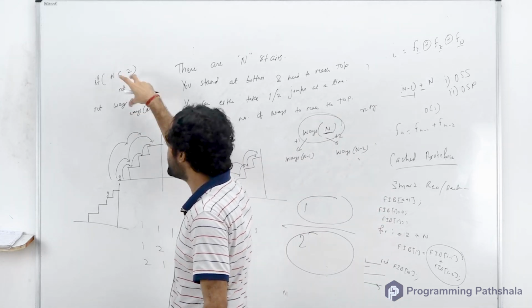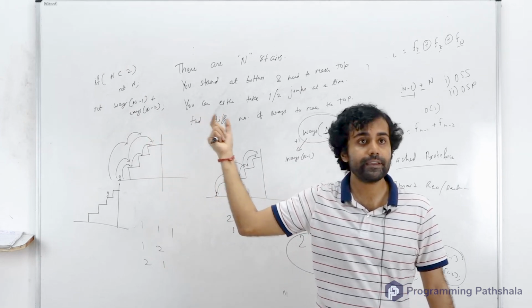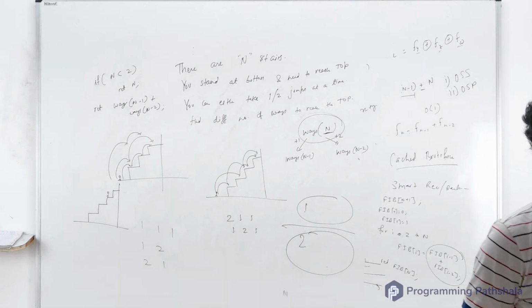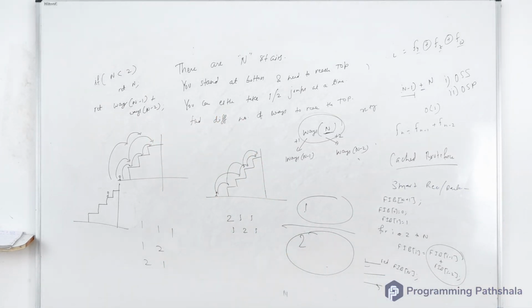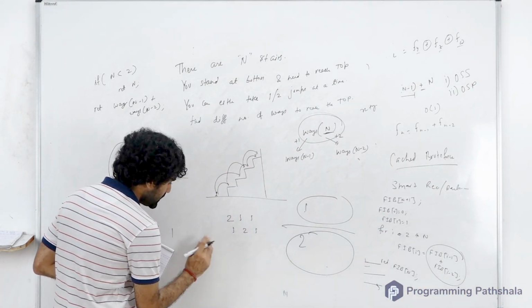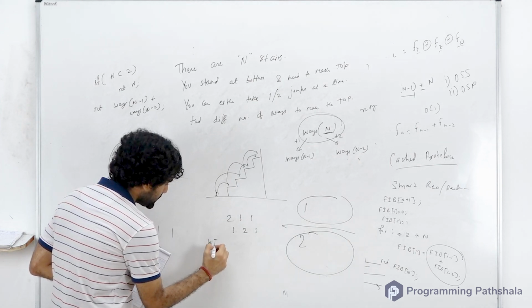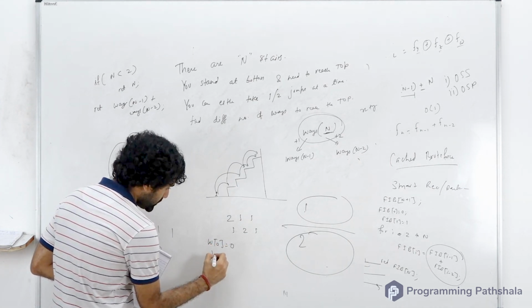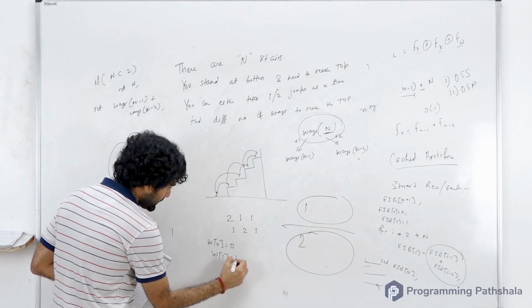So one way is I memorize this recursion, and second way is if I have to save space. If I have to save space, how do I do that? Which approach will you use for saving space? Can I use my bottom top? Yes, I can use my bottom top. So in bottom top, what will you do? You will initialize ways of 0 equals to 0 and ways of 1 equals to 1.